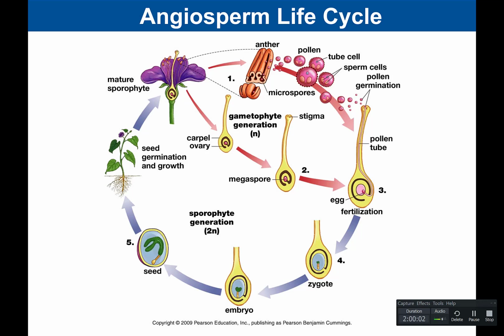And so now during fertilization, we go back to having our diploid sporophyte. It's going to form the embryo. The embryo is going to form within the seed. And then the seed is going to be eaten, let's say, by an animal, which is going to walk and it's going to disperse the seed. The seed is going to germinate and it's going to give rise to the mature sporophyte. And the process can keep continuing. And so this is kind of how the life cycle of the angiosperm works.